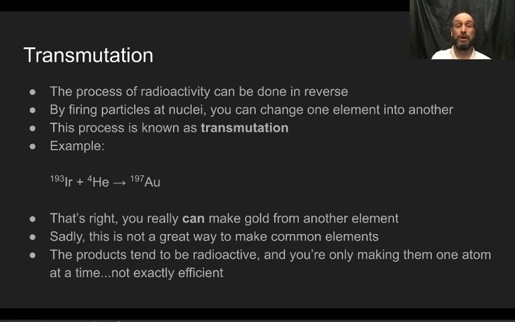And the reason is that, one, the products tend to be radioactive, which is not great. And two, you're only making them an atom at a time, which is really, really slow. So even for super valuable elements like gold and platinum, this simply isn't a good way to make them. However, it is a decent way to make special isotopes of those elements. And we're going to talk about another one of those in just a second here.